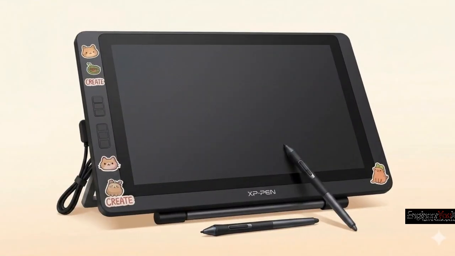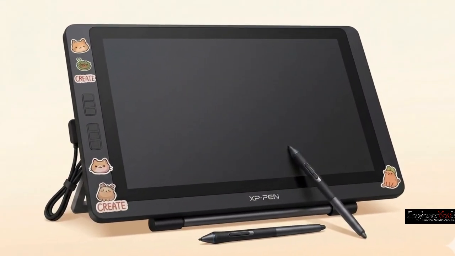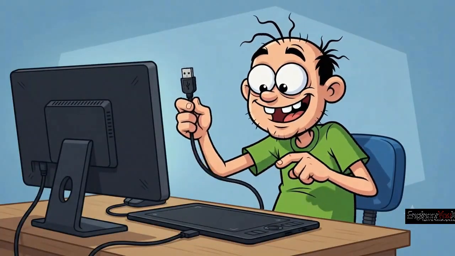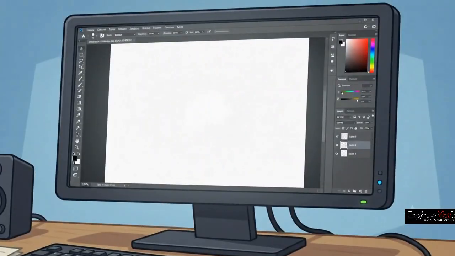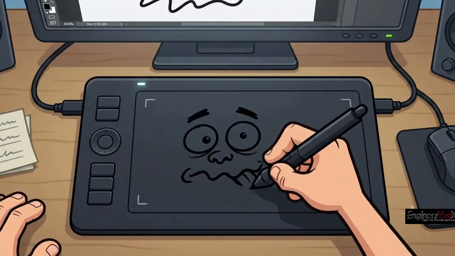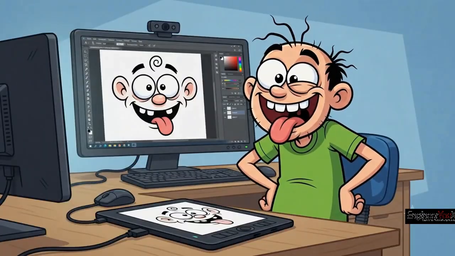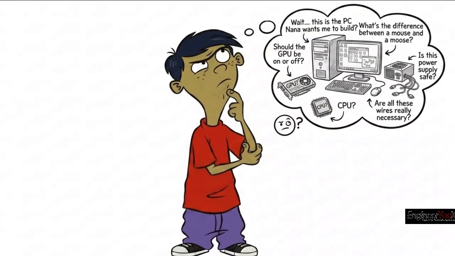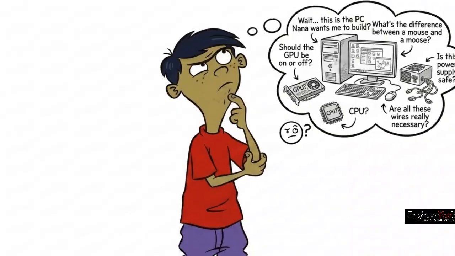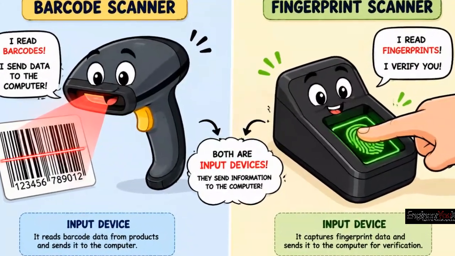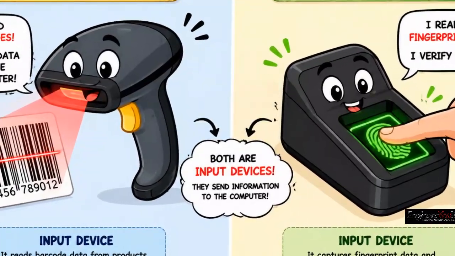And next, we have the graphics tablet. Using a digital pen, we can draw, write, and create designs on the tablet. As we move the pen, the tablet sends those movements to the computer. So a graphics tablet is an input device that lets us put our creative ideas directly into the computer. Wait, there are still more input devices, like a barcode scanner and a fingerprint scanner. But the ones we've covered are some of the basic input devices we commonly use with computers.